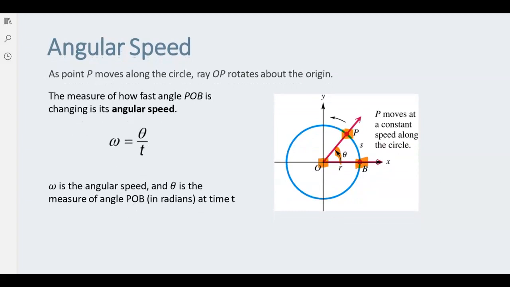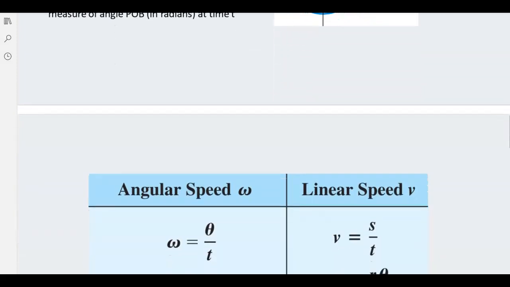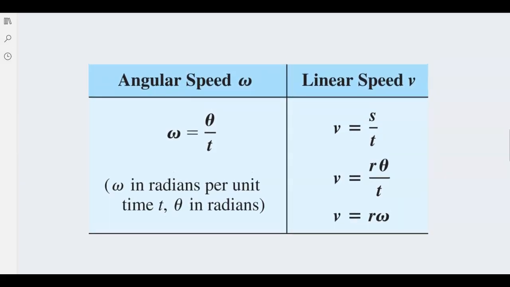We use this letter here, a Greek letter called omega, to denote angular speed. And then this is theta, also a Greek letter that we're using for angles. And then t, of course, is time also. So here are the two main formulas that we'll be using to calculate angular speed and linear speed.